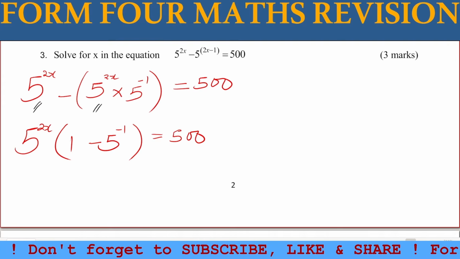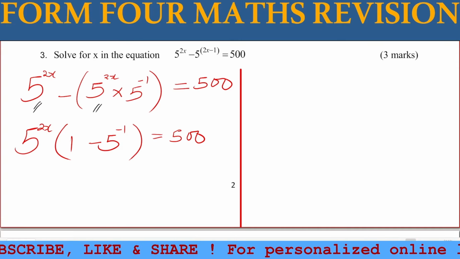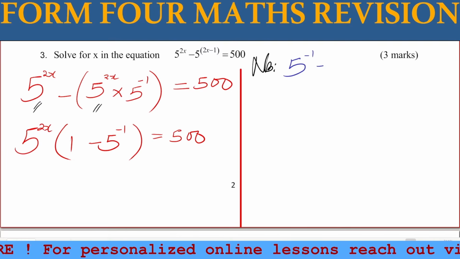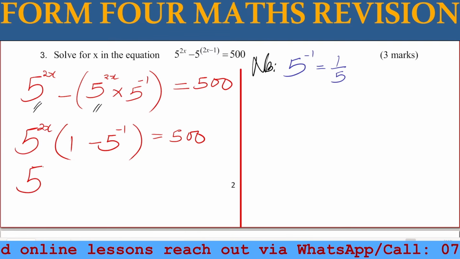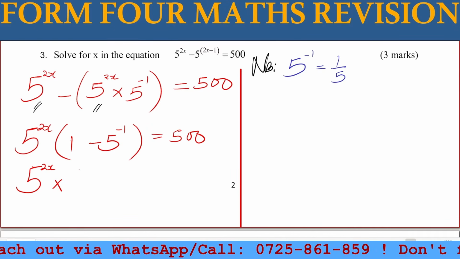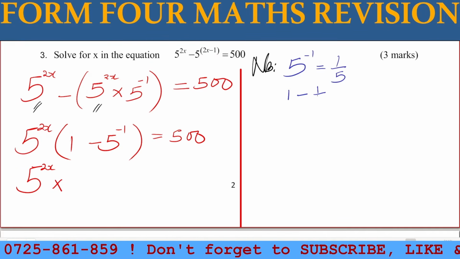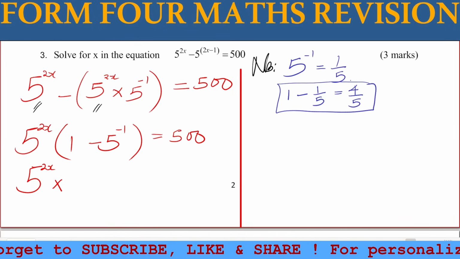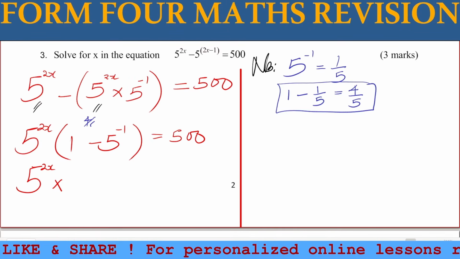Remember that it is important to note this: 5 to power negative 1 is the same as 1 divided by 5. So we can substitute that. We have 5 power 2x multiplied by whatever is in the bracket, which will now be 1 subtract 1 over 5, and this will give 4 divided by 5. Very important, note that. So whatever is in the bracket will be 4/5.